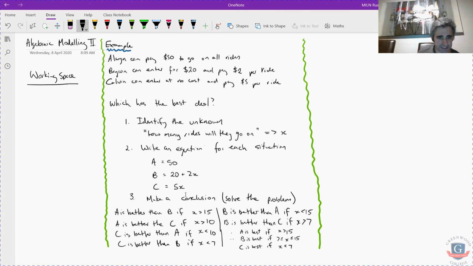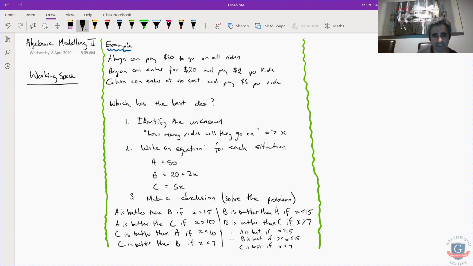C is better than B. This one's a bit harder, isn't it? Let's try 5. 5 5s are 25. 20 plus 10 is 30. Yep, 5's okay. Let's try 6. 2 sixes are 12, 20 plus 12 is 32. 5 times 6 is 30. No, that's still better. So I'm guessing it's 7. So as long as X is less than 7, C is better than B.